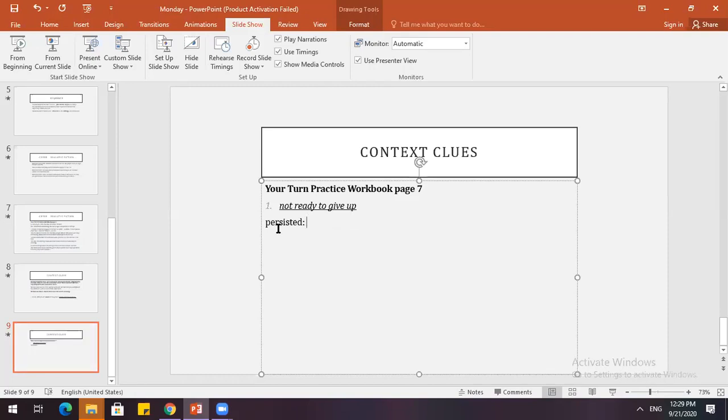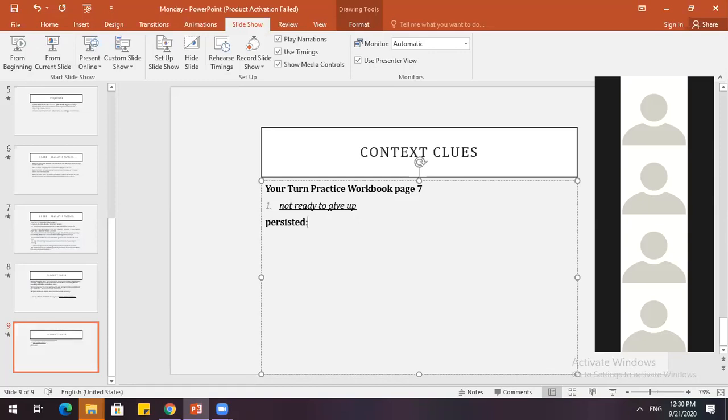Write this on the line, guys. Underline not ready to give up, and then on the line below, what does persisted mean? It's only one line. So for number 1, we are going to underline not ready to give up because this is our clue. And then on the line below, we are going to write the meaning of persisted. The meaning of persisted is, simple guys, did not give up. Okay? All right, number 2.